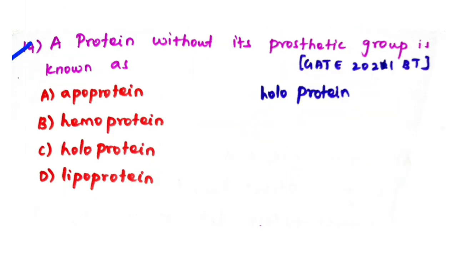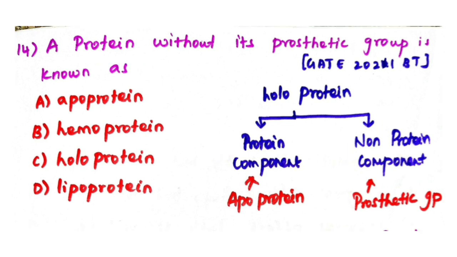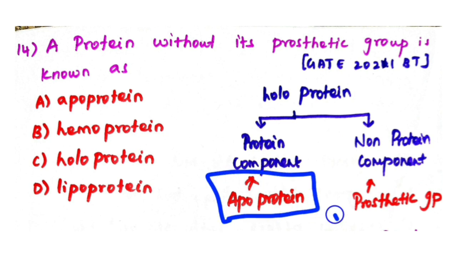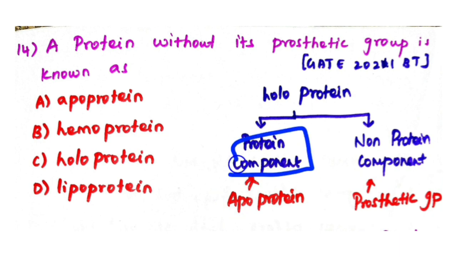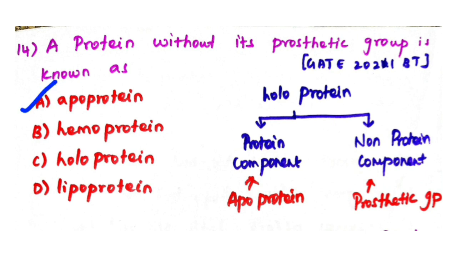And the next question is, a protein without its prosthetic group is known as. A functional protein has two parts. One is the protein part and another one is the non-protein part. The protein part is known as apoprotein and the non-protein component is known as prosthetic group. Your protein without its prosthetic group is known as apoprotein. So option A is correct, apoprotein.